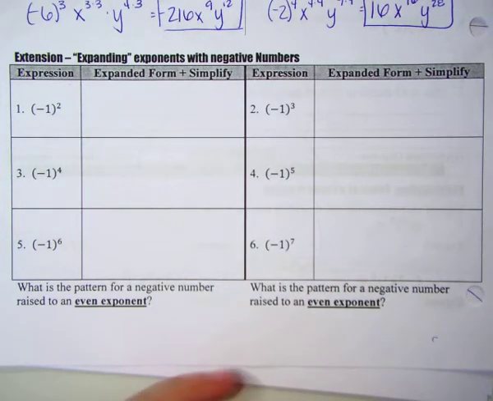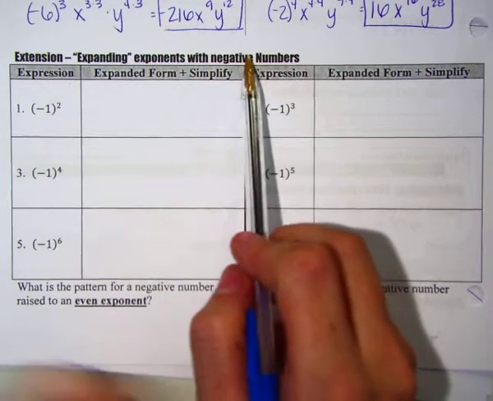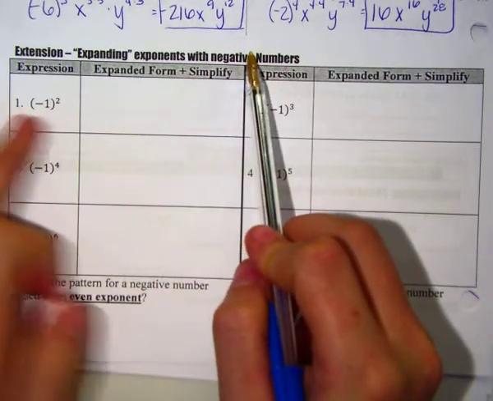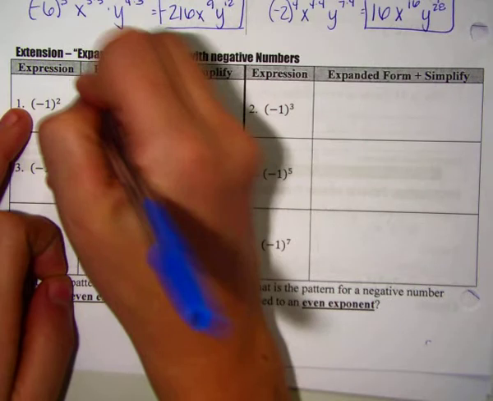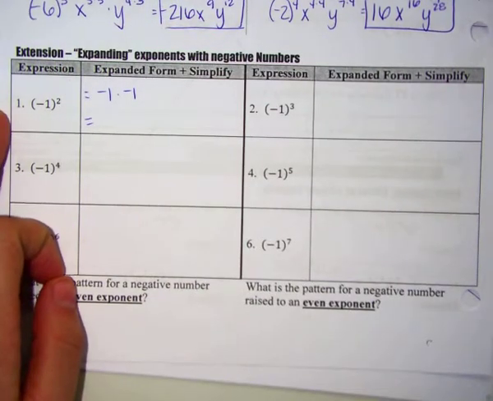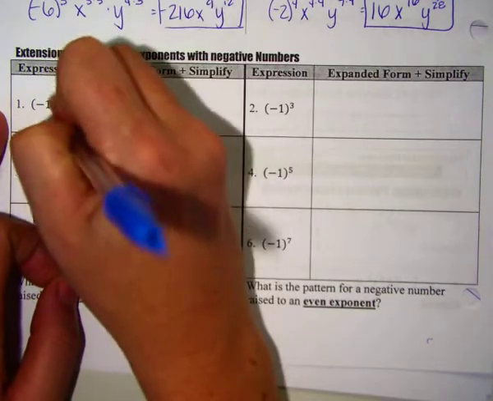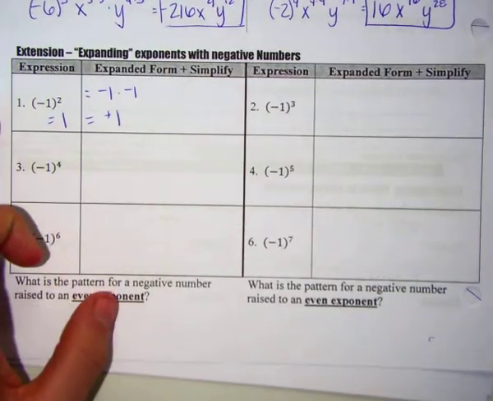All right, this is the second part of lesson 6.2, which is expanding exponents with negative numbers. Okay, and so if you have negative 1 squared, let's go ahead and expand that really quick. That'd be negative 1 times negative 1. Negative times a negative is a positive 1. So negative 1 squared is a positive 1.